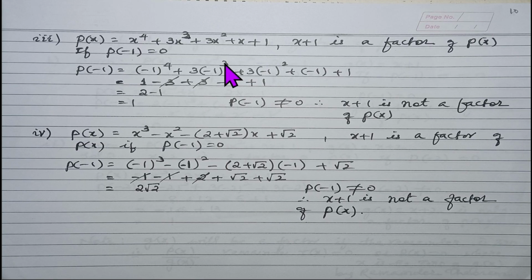That is the third example. We are given the polynomial x raised to 4 plus 3x cube plus 3x square plus x plus 1. We have to find out whether x plus 1 is a factor of this. Again the same procedure. The zero of x plus 1 is minus 1, and therefore p of minus 1 should equal 0. If I put the value of minus 1 here, and if I get p of minus 1 as 0, definitely x plus 1 is a factor. So let us find out p of minus 1. Putting the value of x as minus 1 everywhere, we get p of minus 1 as 1, which is not equal to 0. Therefore x plus 1 is definitely not a factor of p of x.